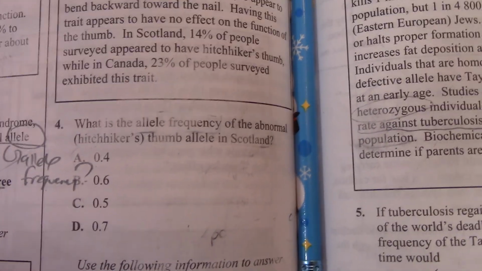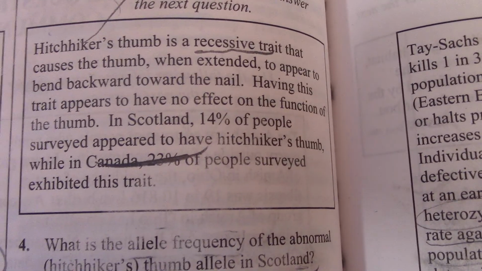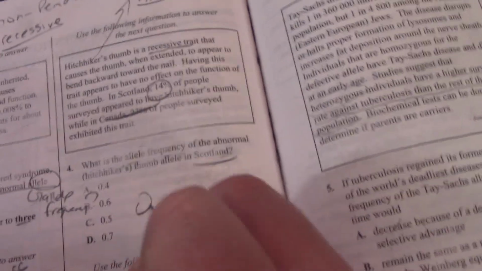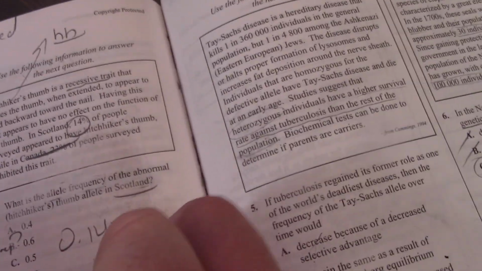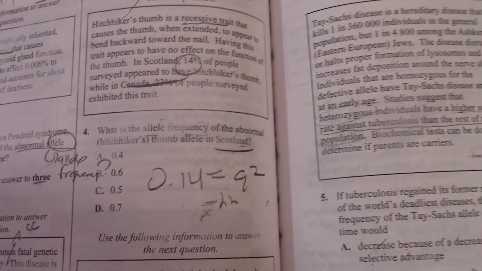So it's asking me for Q once again. Now there's more information than I need, and it's asking me for Scotland. So I don't need the Canada information. I'm just going to cross that out. And I know that 14% of people in Scotland have hitchhiker's thumb. So that means 0.14 equals Q squared, because that is little h, little h. So they gave you a phenotype, and then you assume the genotype.